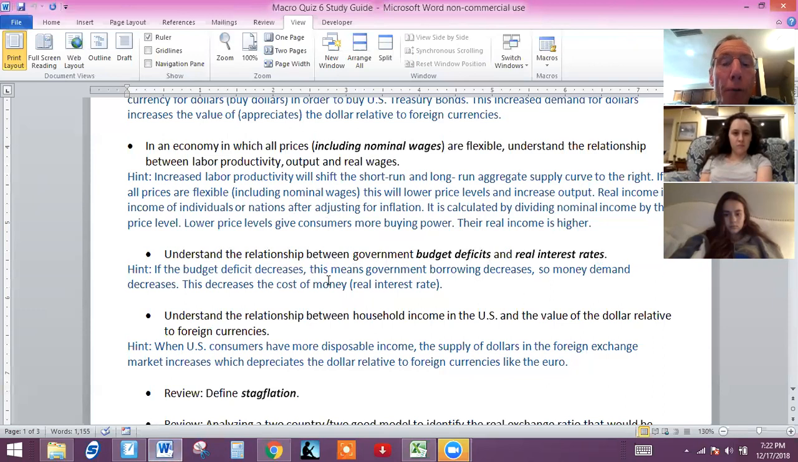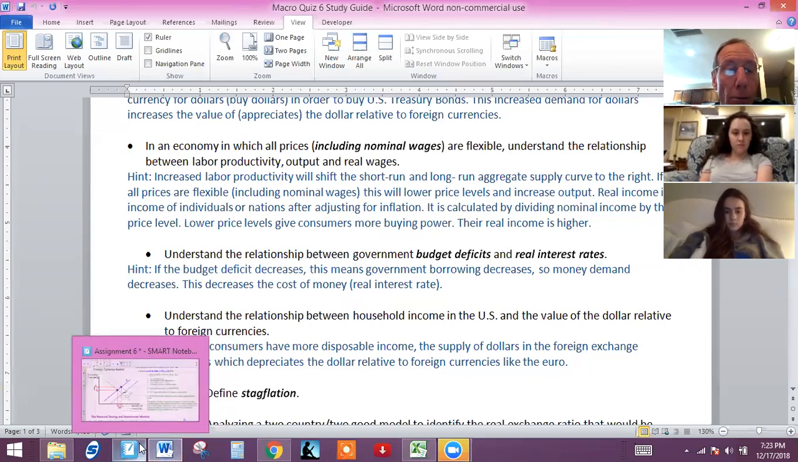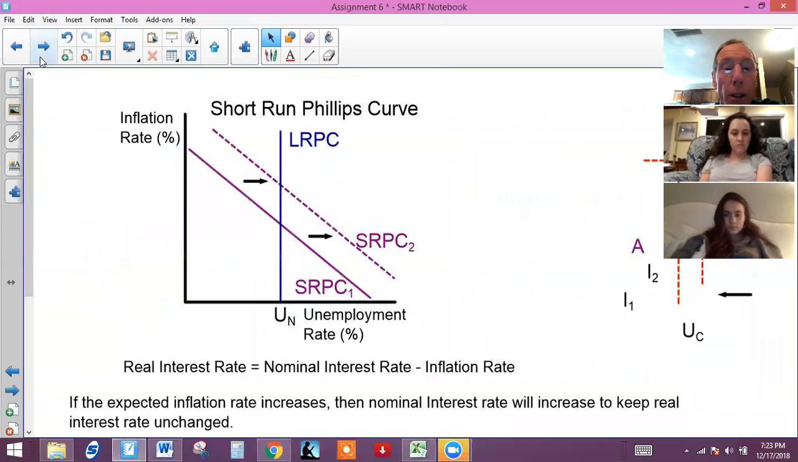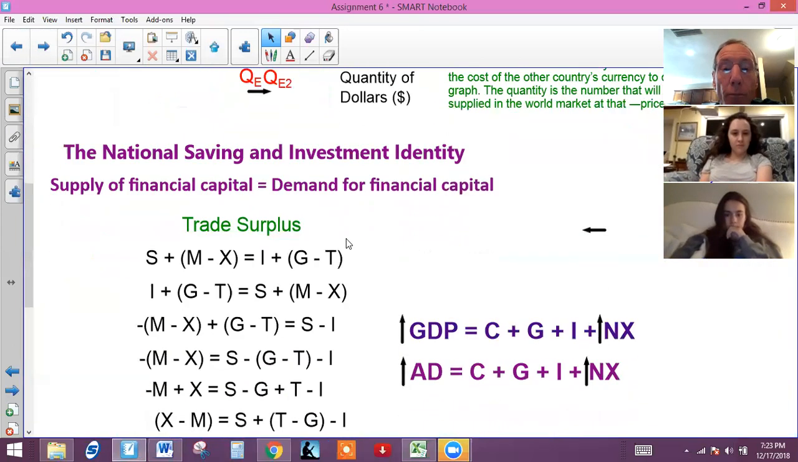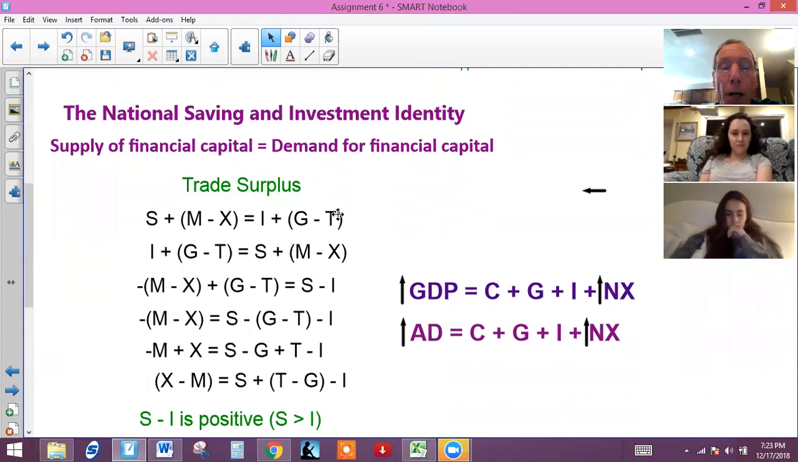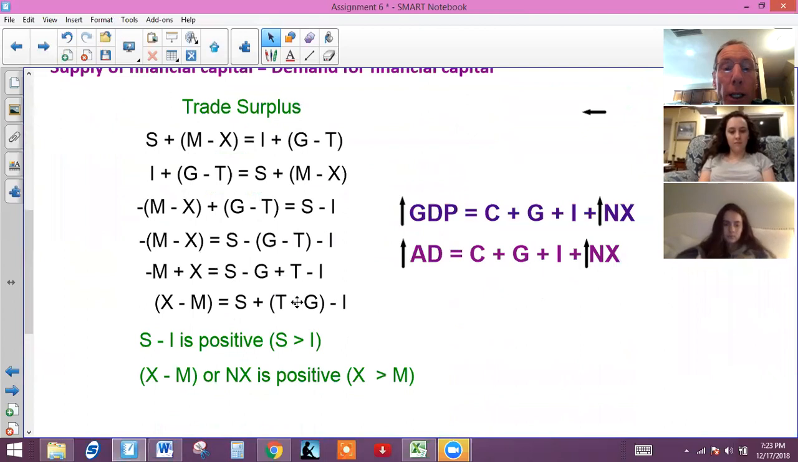So, budget deficits and real interest rates, okay? When the government budget deficit decreases, that means this expression right here gets smaller, because taxes are either going up or government spending is going down. This whole expression, G minus T, gets smaller. And if we write it like this, this would get larger, okay?